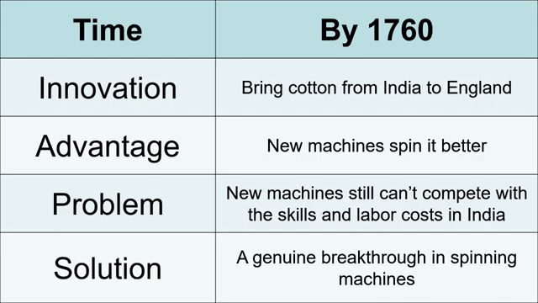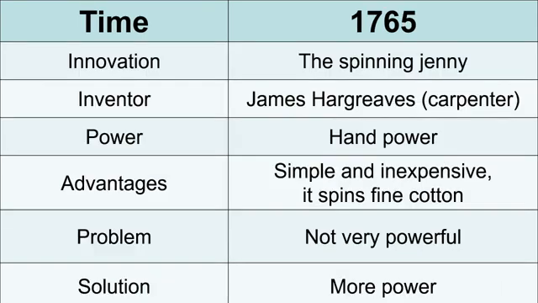And so the advantage of cotton was that these new machines could spin it better. But the problem is that these new machines still couldn't compete with the skills and labor costs in India. The solution that was going to be needed was a genuine breakthrough in spinning machines. Well, then innovation came in 1765 with an invention called the spinning jenny.